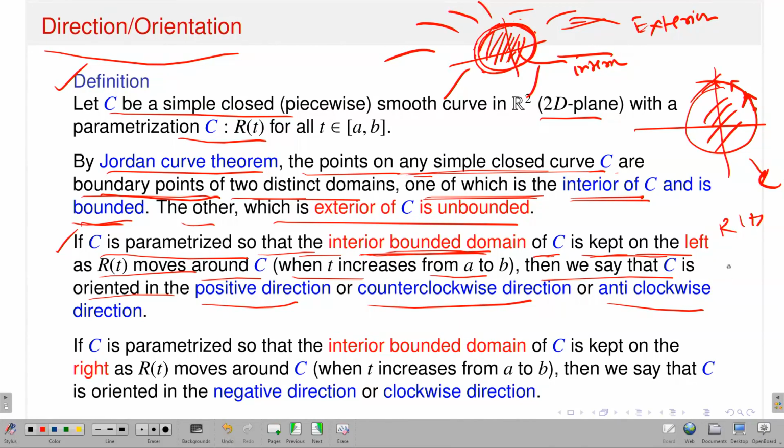Whereas, if I move in this direction, see, in the left-hand side what will I have? I will have the unbounded one. In the right-hand side I have the interior bounded domain, that is called the opposite direction. If C is parameterized so that the interior bounded domain of C is kept on the right, so if I move in this direction, the interior bounded domain is coming on the right-hand side, then this kind of direction is called the negative direction or clockwise direction. In this way also you can have the directions, whether clockwise or anticlockwise. So, that means by the Jordan curve theorem, if I have a simple closed curve, it is nothing but the boundary of two distinct domains.